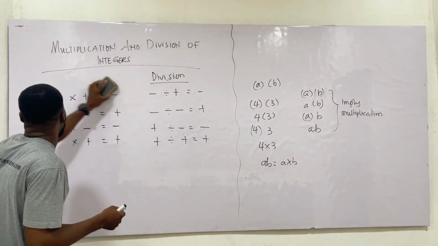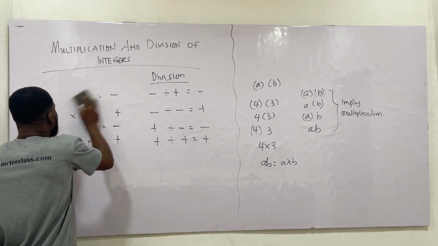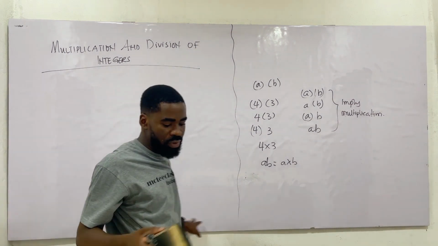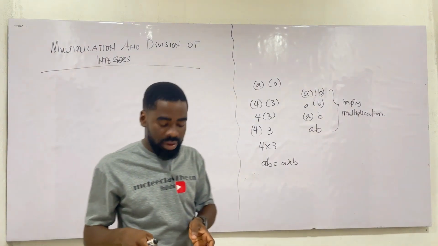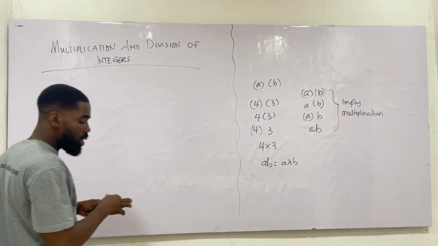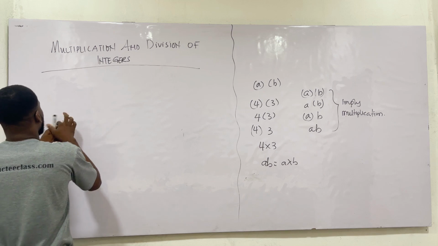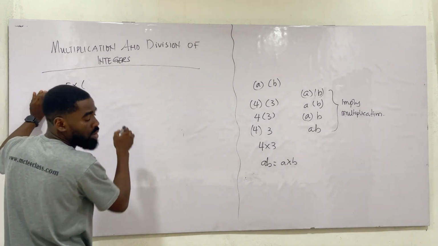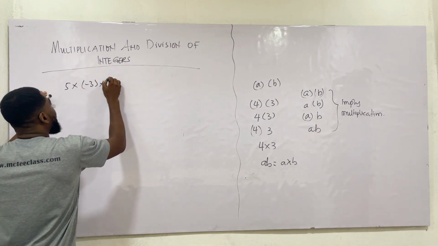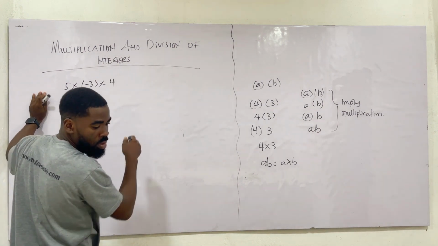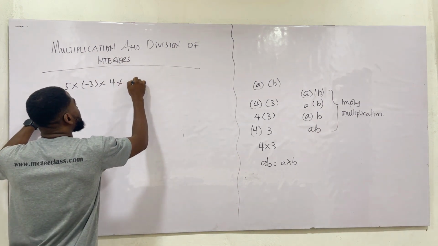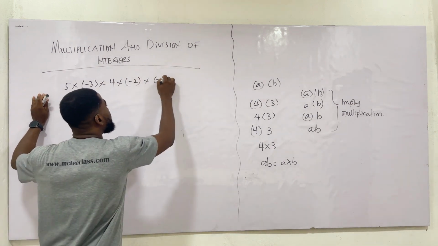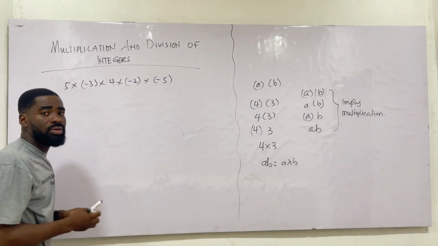So let's look at some examples of multiplication of integers. Let's go first. Now, if I have 5 times into bracket -3 times 4 times -2, that's into bracket -2 times into bracket -5. I'm to multiply this. No problem.